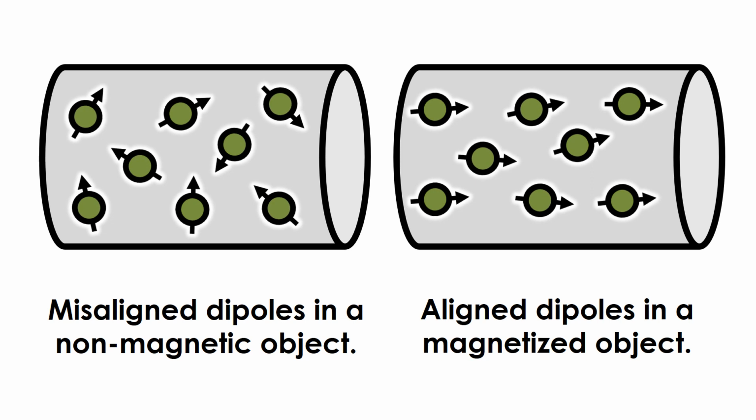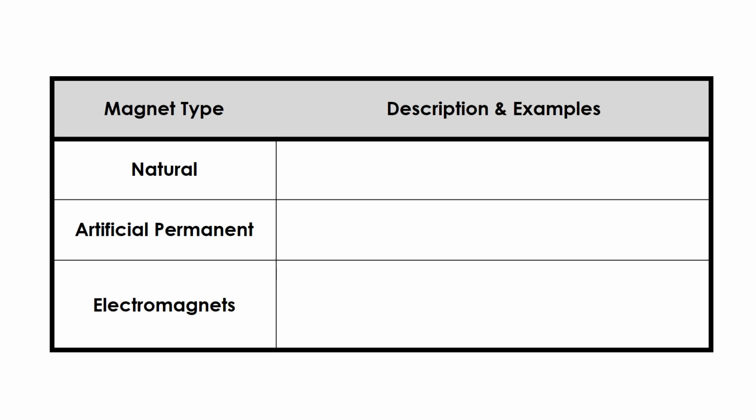And that is the substantial thing that differentiates between a non-magnetic object and a magnetized object. So this magnetic condition with aligned dipoles can occur naturally, but it can also occur artificially. So let's look at how we distinguish these categories.